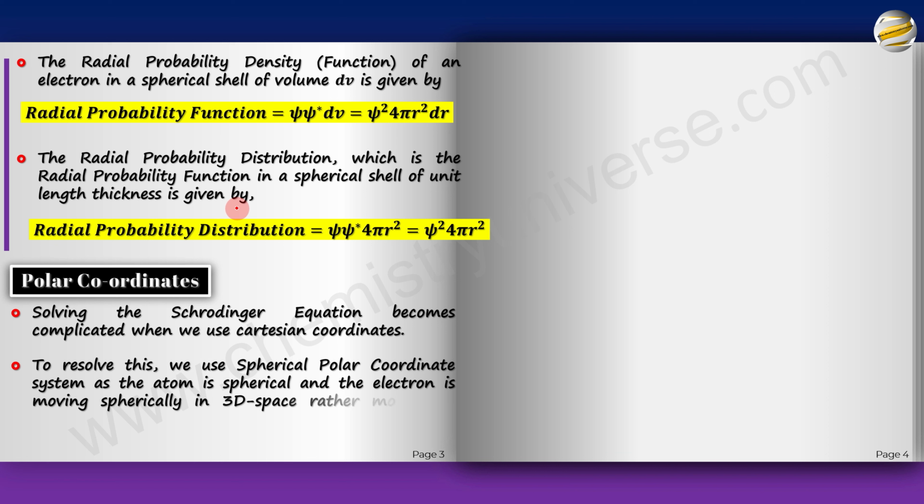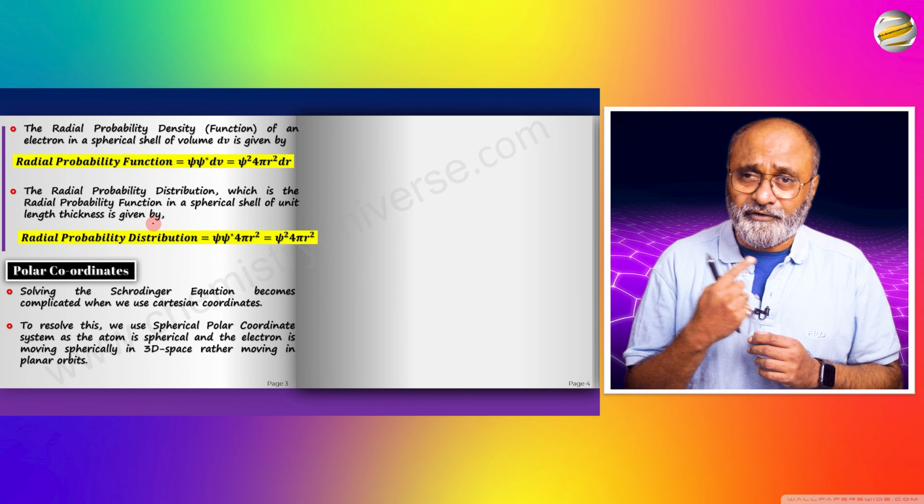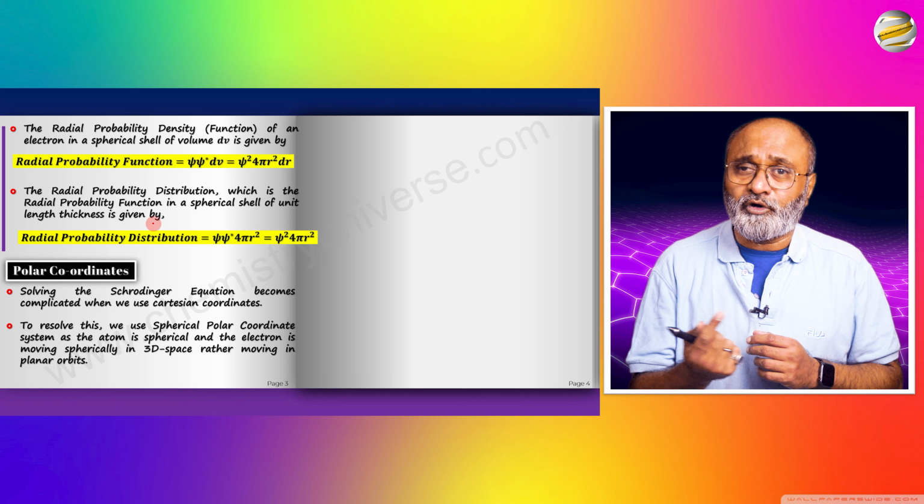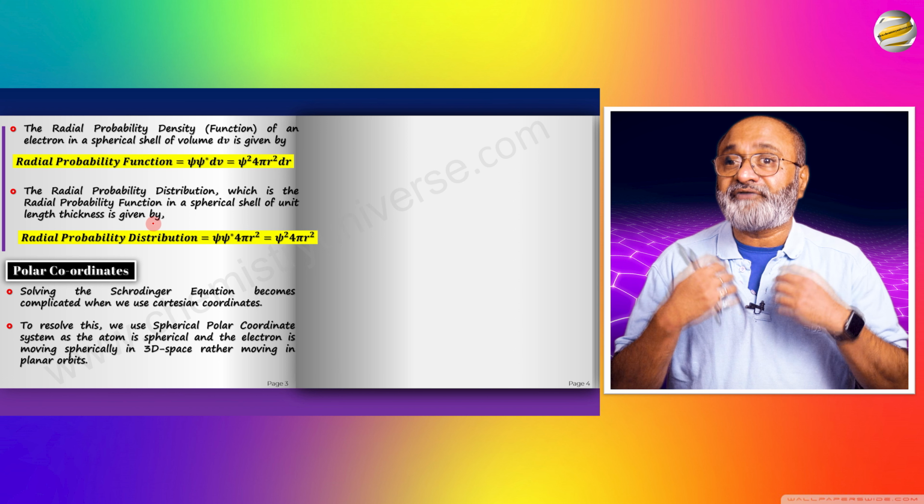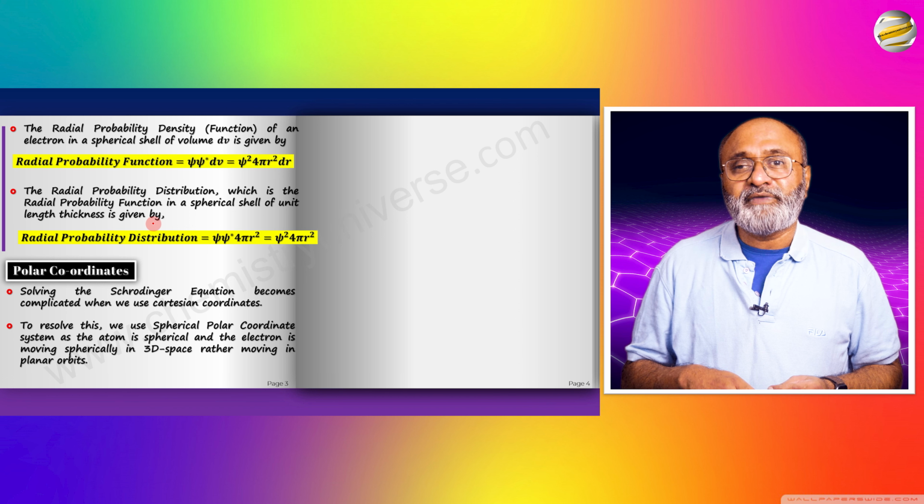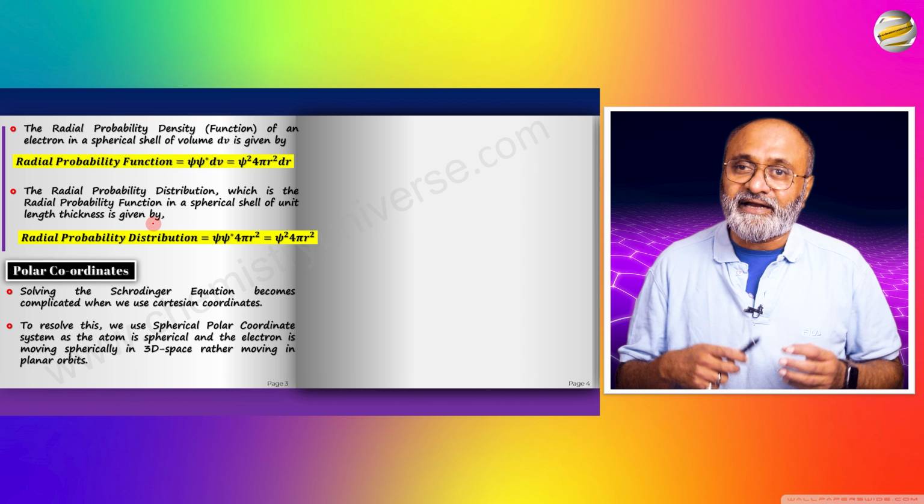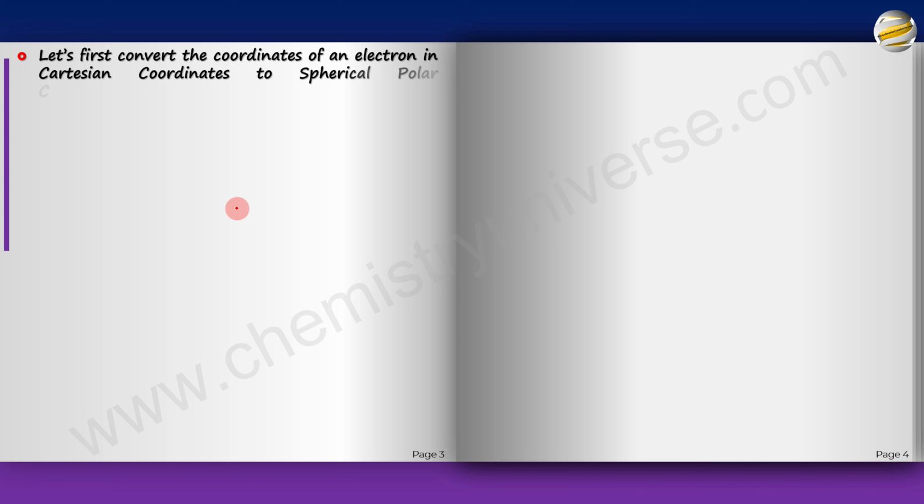As the atom is spherical and the electron is moving spherically in 3D space rather than moving in planar orbits. So remember, the electron is in a 3D environment. Don't think of that Bohr thing where you assume the electron to be moving in a circle. Now it is in three dimensions. So we need something that will help in three dimensions, and in solving differential equations, it becomes much easier if you convert them into polar coordinates than using the Cartesian coordinates. So let's do the conversion. Let's first convert the coordinates of an electron in Cartesian system to spherical polar system.